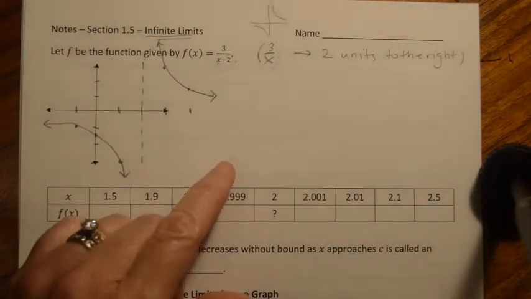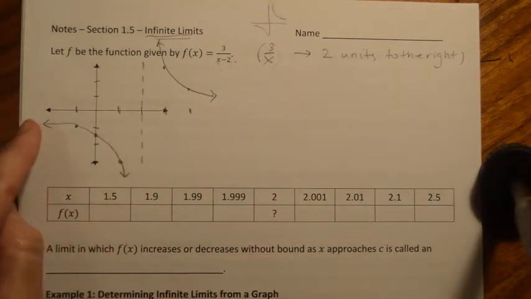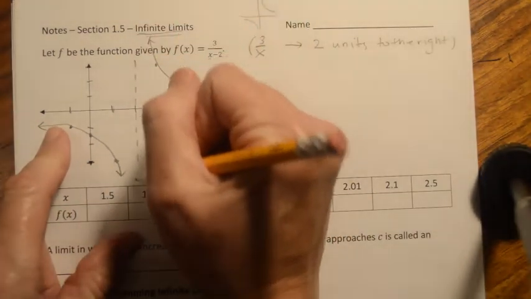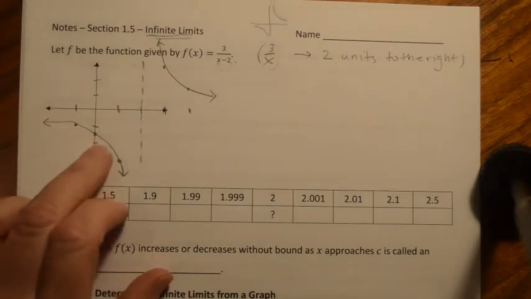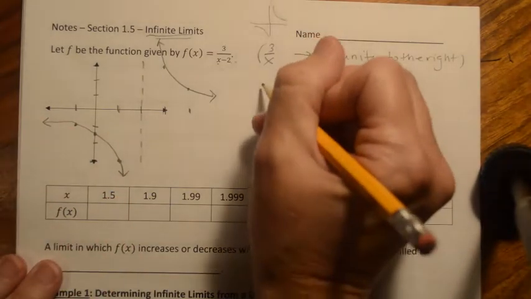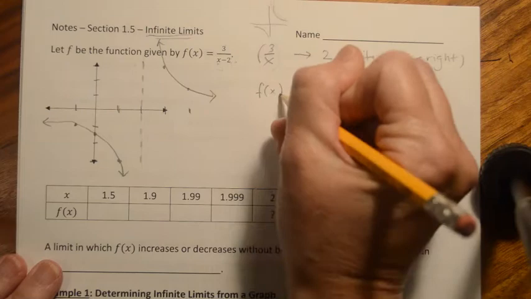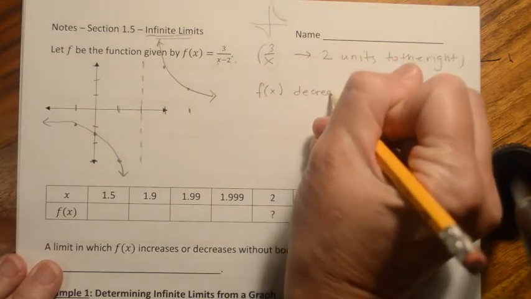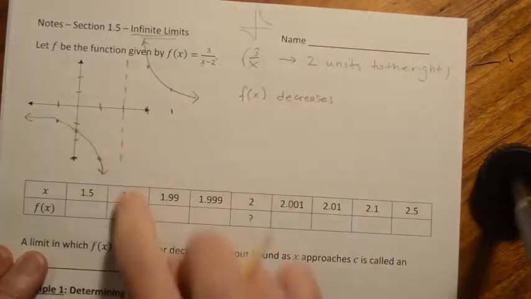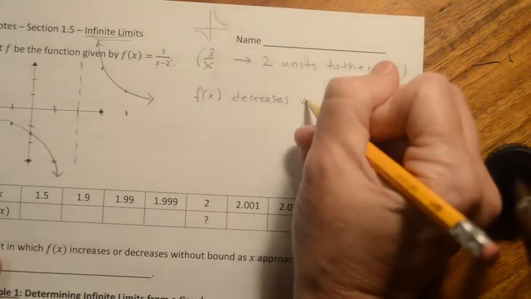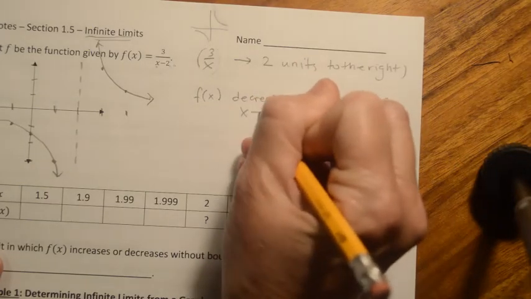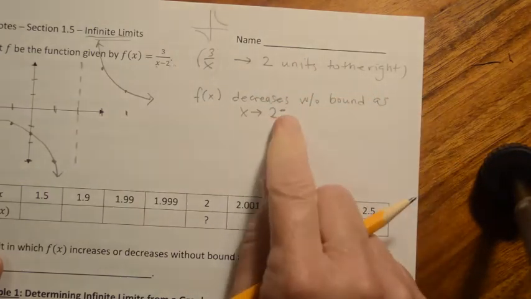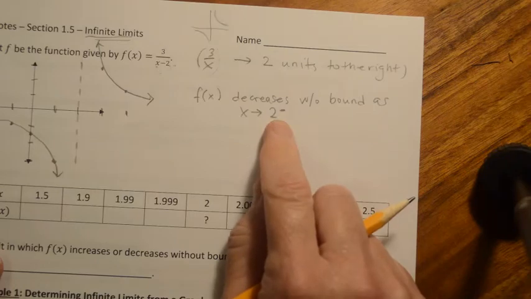All right, so then let's talk about what happened. As x is approaching 2, our vertical asymptote, from values that are less than 2, so from the negative direction, what happens to the y values? So we would say that f of x decreases without bound. We cannot stop it, it's just going to keep going. Decreases without bound as x approaches 2 from the left, or values less than 2.